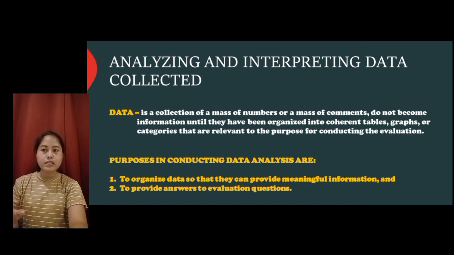So, that is the difference between our data and information. Data is a mass collection of numbers or comments, and information is when it is organized as tables, graphs, and categories. That is the information that we have gathered. In research, there are two types, qualitative and quantitative. Qualitative is about the quality and quantitative is about the quantity.